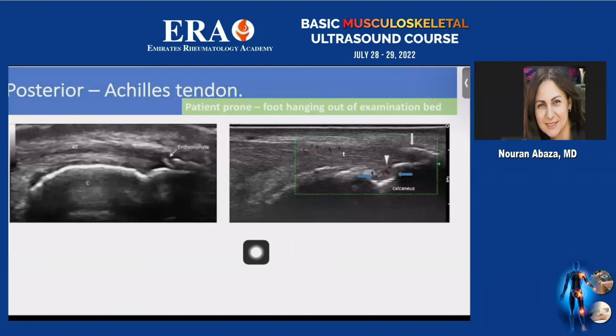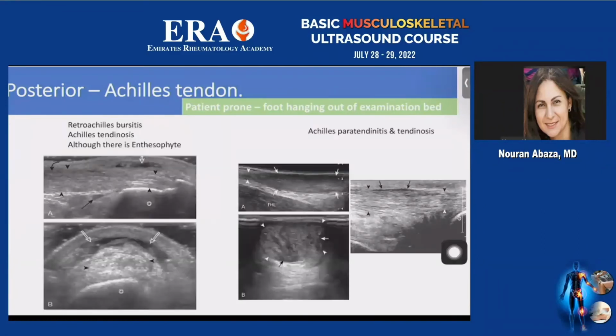In some cases, you will see above the Achilles tendon the retrocalcaneal bursa, just posterior to the Achilles tendon, between the tendon and the skin. And you can see it here in transverse view as well. And sometimes it will not be a well-demarcated area like the retrocalcaneal bursa or subcutaneous bursa, but a paratendinitis. It also goes with a tendinosis, with enlargement or thickening of the Achilles tendon.